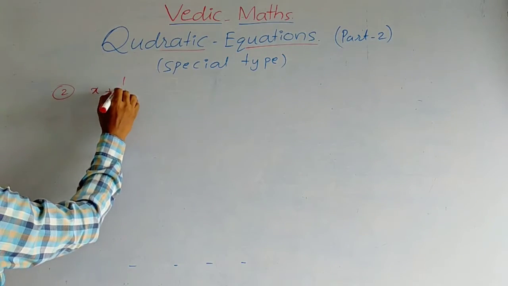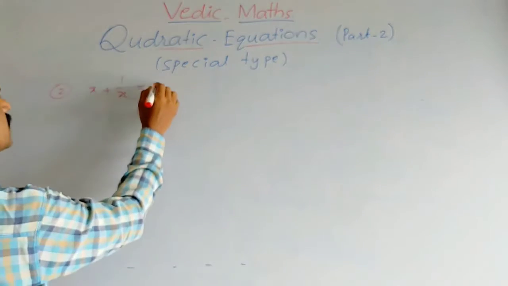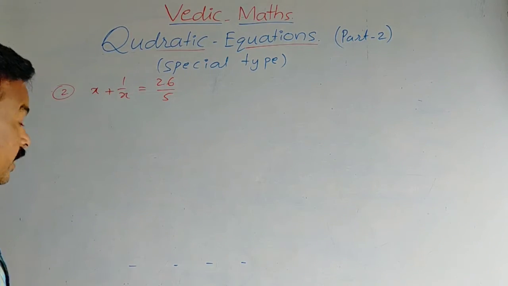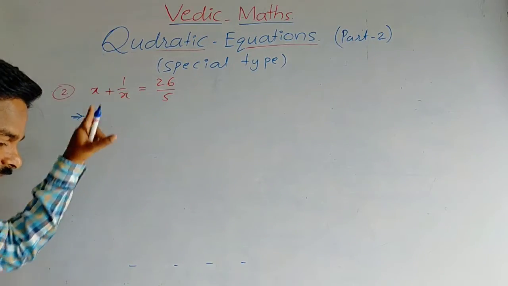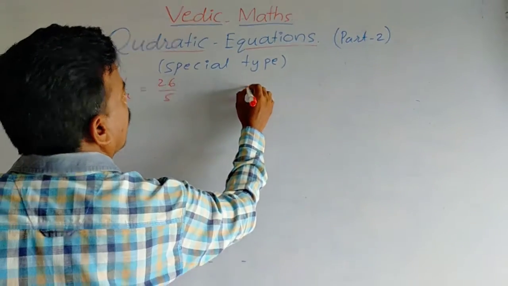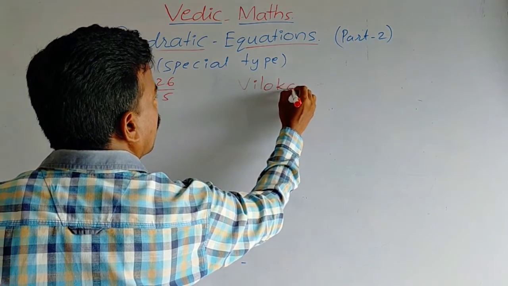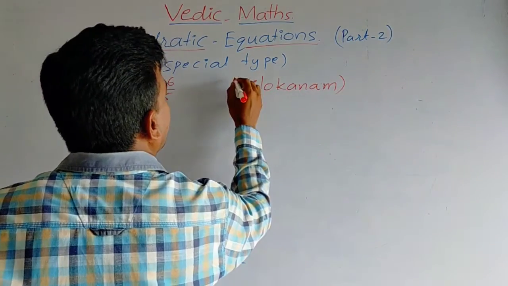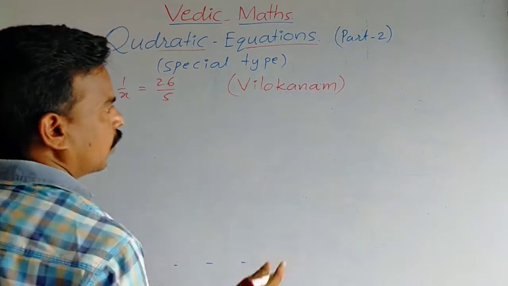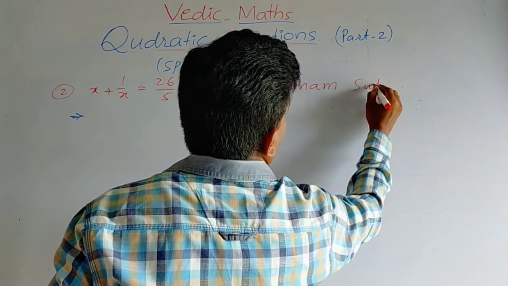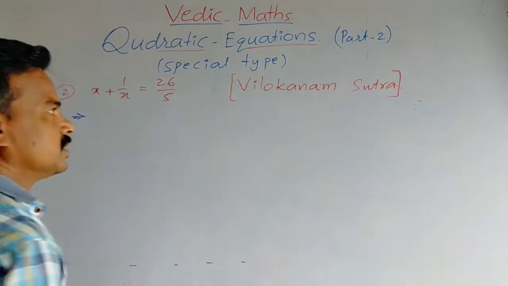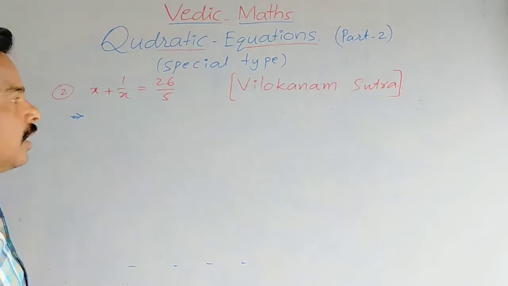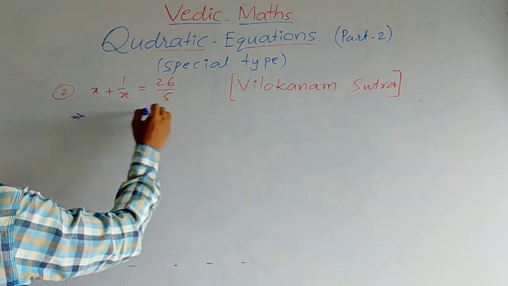x plus 1 by x is equal to 26 by 5. Okay, by Vedic method. This Vedic method's sutra name is Vilokanam Sutra. Vilokanam Sutra means reciprocal or multiplicative inverse. Okay. Now, what about this solution?